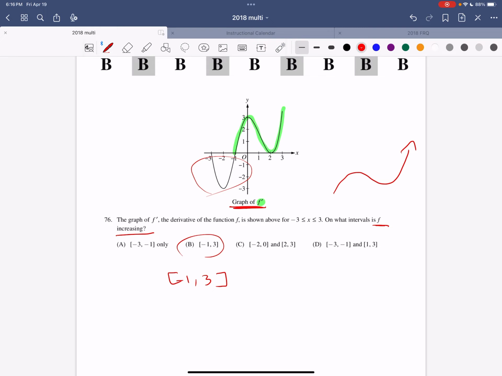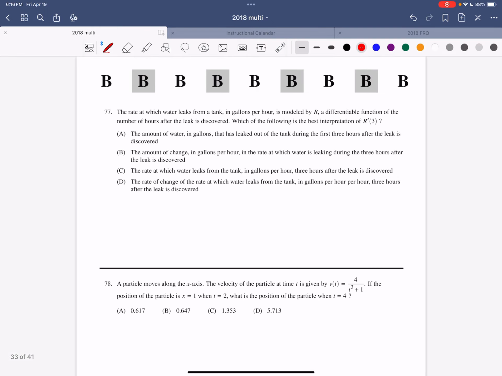Okay, so that's easy. Number 2: the rate at which water leaks from the tank in gallons per hour is modeled by R. Now be careful. This itself is already a rate, and it is a differentiable function, which means you can differentiate it. Which of the following best represents R prime? Remember, the first derivative means slope, which means rate. So this one is going to be the rate of the rate. That's what you have to know.